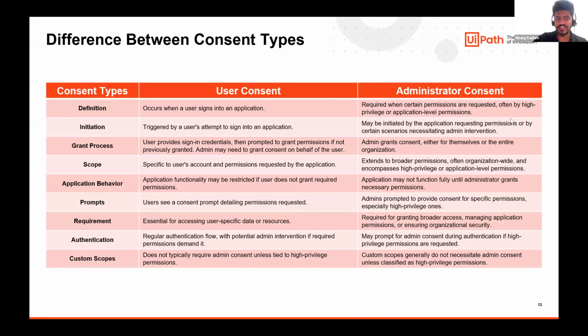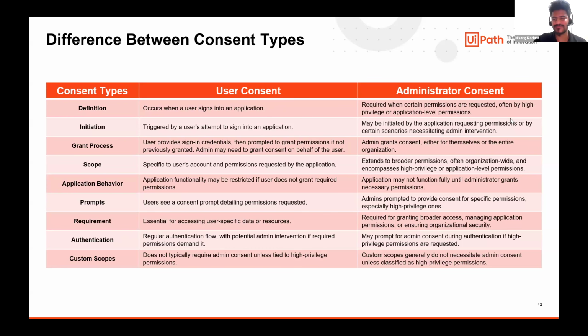And how does it initiate? Usually user consent is triggered by the user's attempt to sign into a specific application, while administrator consent may be initiated by the application requesting specific permissions, in a scenario where it's necessary for the administrator to intervene and give the permission. So you will see grant permissions by admin in your Azure app. That's the administrator consent.